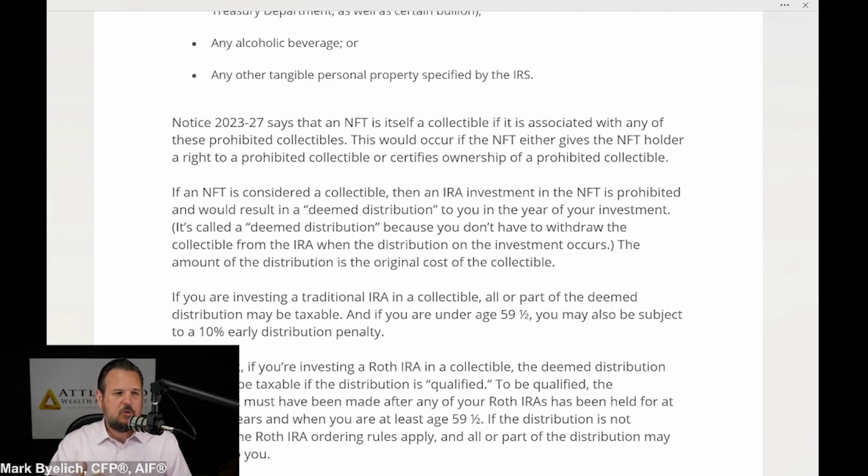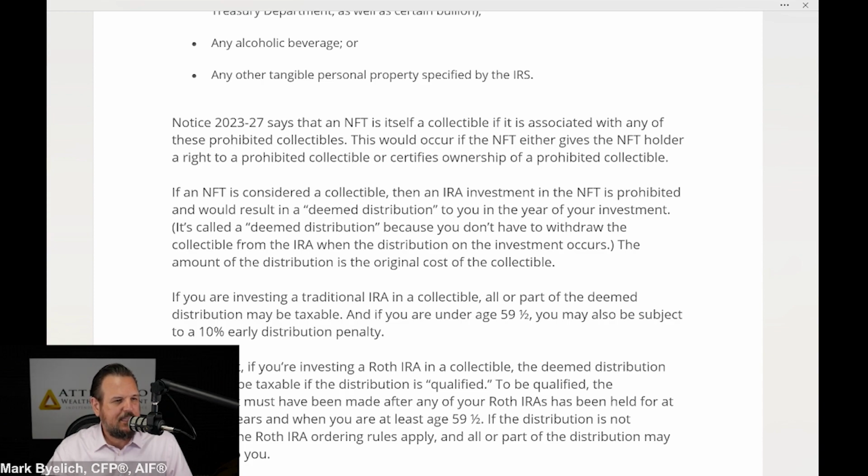So the argument was, well, this is not a collectible. It's just tied to the value of a collectible. The IRS said that doesn't fly. This would occur if the NFT either gives the NFT holder a right to a prohibited collectible or certifies ownership of a prohibited collectible. If an NFT is considered a collectible, then an IRA investment in the NFT is prohibited and would result in a deemed distribution to you in the year of your investment.